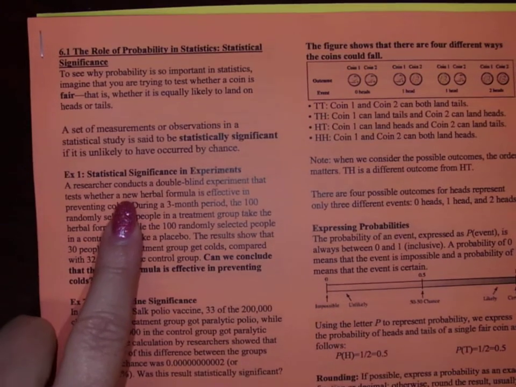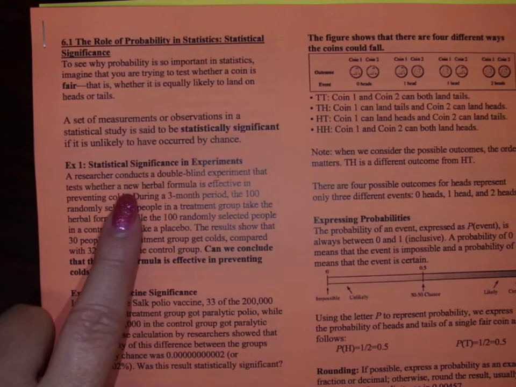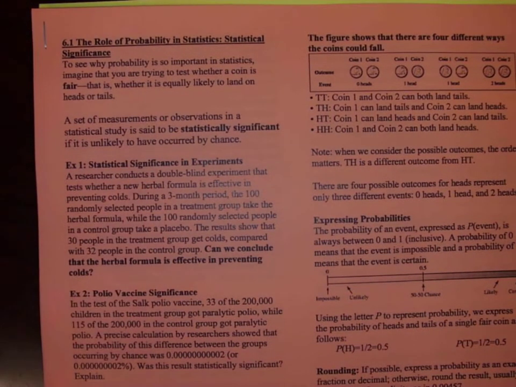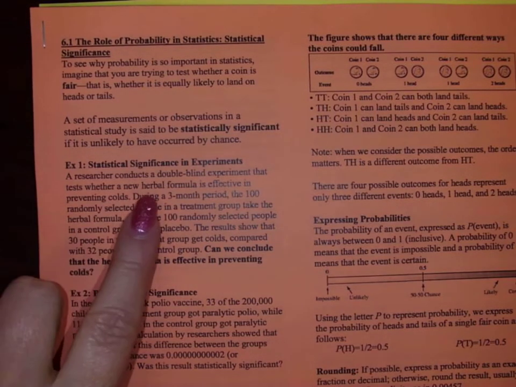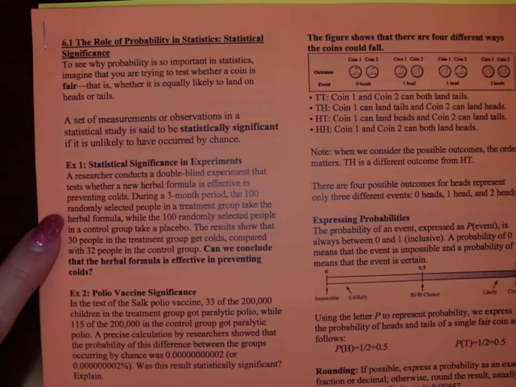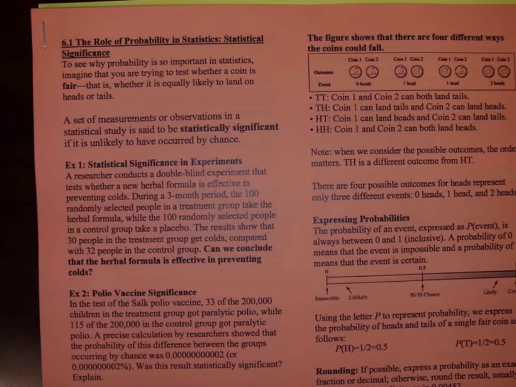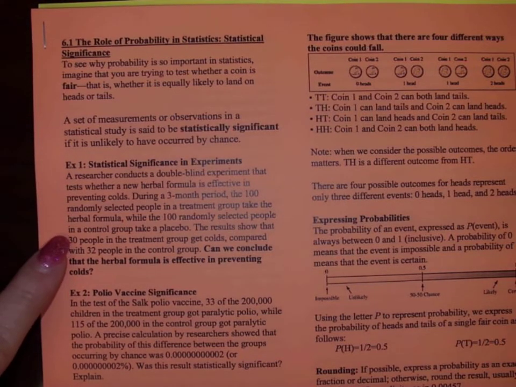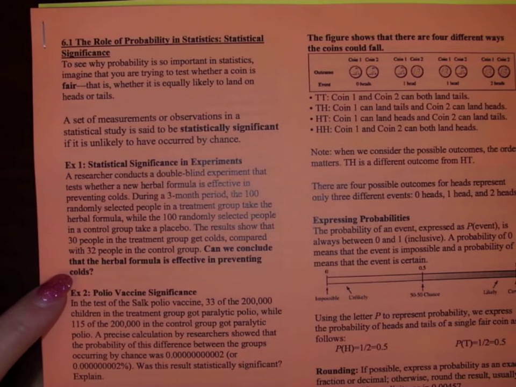In example one, we have a researcher who conducted a double-blind experiment that tests whether a new herbal formula is effective in preventing colds during a 3-month period. The 100 randomly selected people in a treatment group take the herbal formula, while the 100 randomly selected people in a control group take a placebo. The results show that 30 people in the treatment group get colds compared with 32 people in the control group. Can we conclude that the herbal formula is effective in preventing colds?